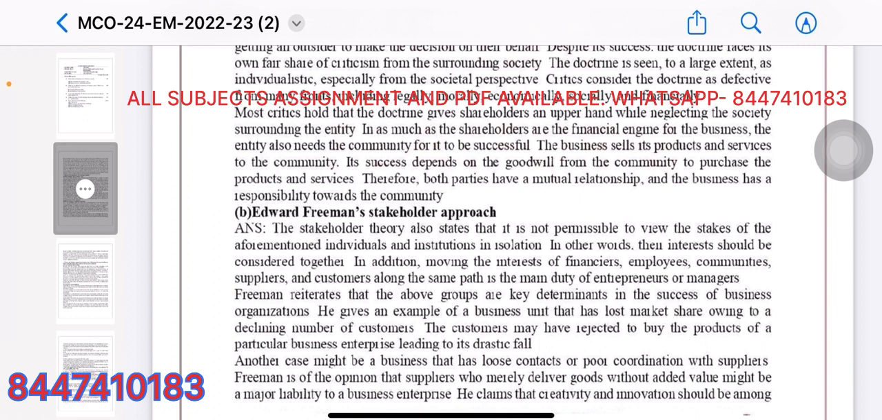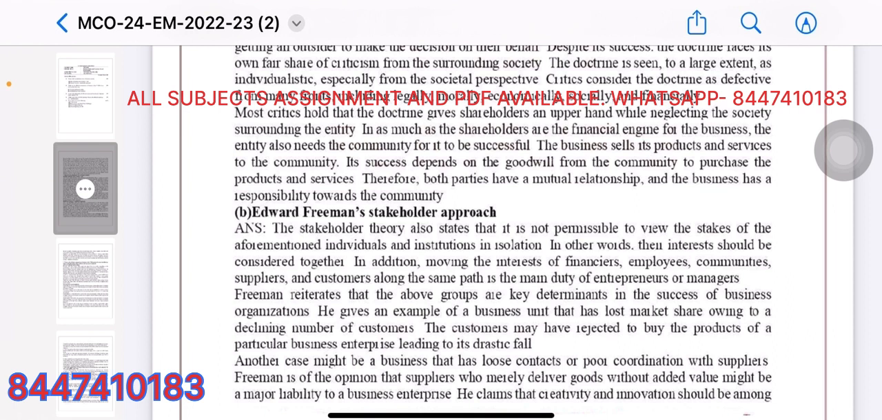Edward Freeman's stakeholder approach. So the next question is Edward Freeman's stakeholder approach. The stakeholder theory also states that it is not permissible to view the stake of the aforementioned individuals and institutions in isolation. In other words, their interests should be considered together. In addition, moving the interests of financiers, employees, communities, suppliers, and customers along the same path is the main duty of entrepreneurs and managers.